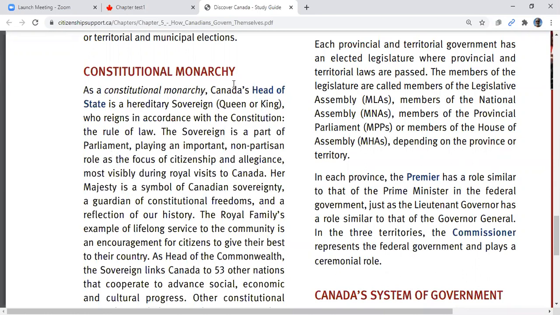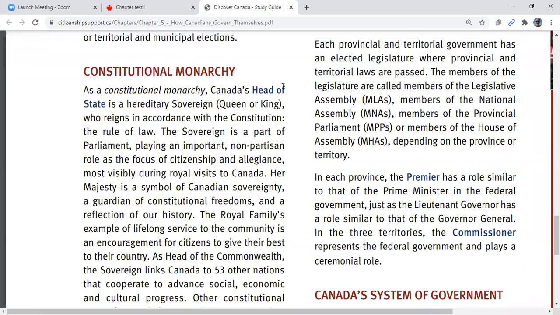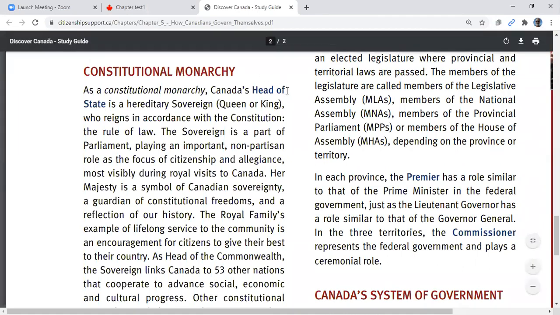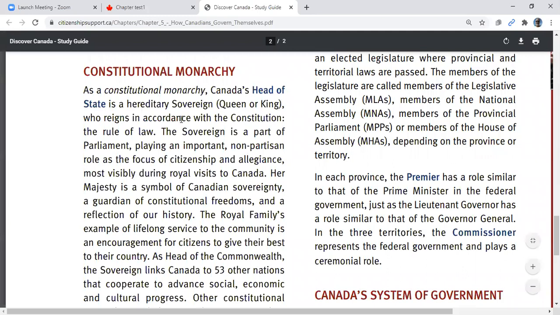So this is a constitutional monarchy. We have a queen, Queen Elizabeth II, and she is called Canada's head of state. So she is really the top of our country, and is called a hereditary sovereign. That means when she dies, her children will be the king or queen. That means hereditary. She reigns in accordance with the Constitution, the rule of law. So she is our queen because of our Constitution.